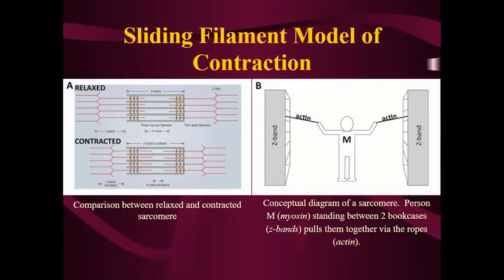So you can see on the image to the left a comparison between a relaxed and a contracted sarcomere. And then on the right, you can see a conceptual diagram of a sarcomere that might help you visualize it a little bit more. Person M, which is the myosin, is standing between two bookcases, which are the Z bands, and pulls them together via the ropes, which is the actin. So when the myosin is grabbing onto the actin, like we see in that picture, that would be a cross bridge. And it's going to pull those Z bands or Z lines towards the center.